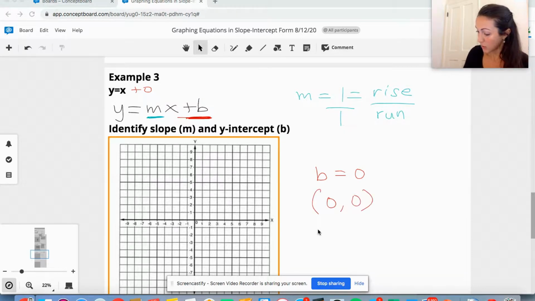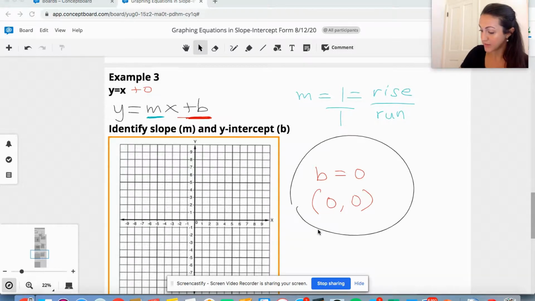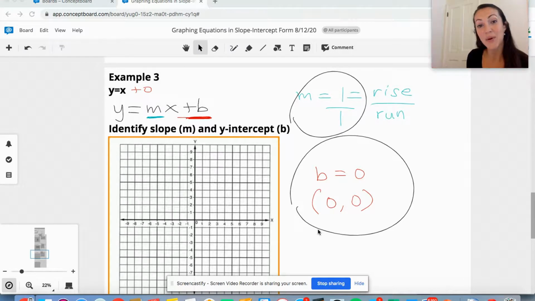So we're going to start at the origin, and we're going to rise 1 and run 1 for our slope. So starting at 0, 0, we're going to rise 1 and run 1, rise 1 and run 1, rise 1 and run 1. Okay, but what about this territory over here?